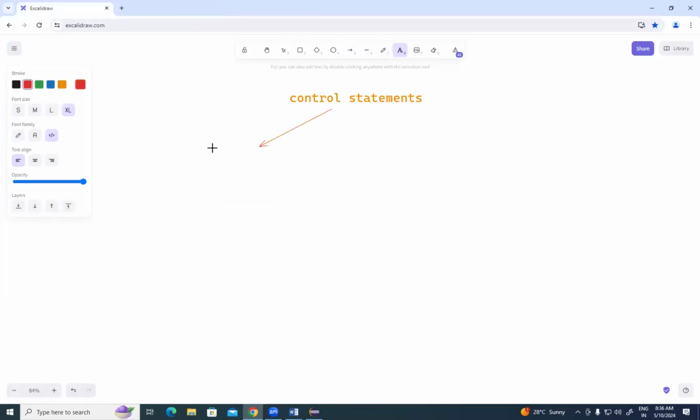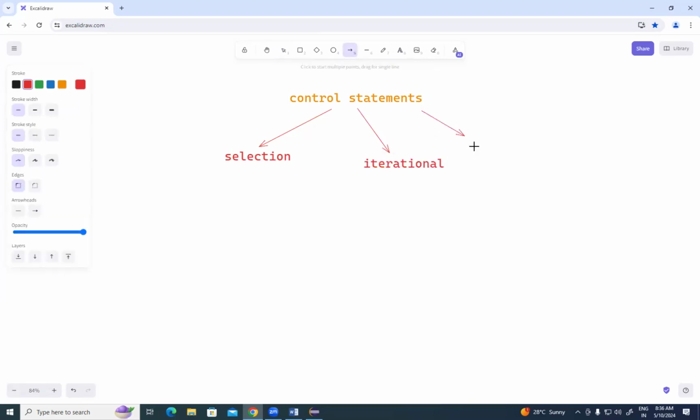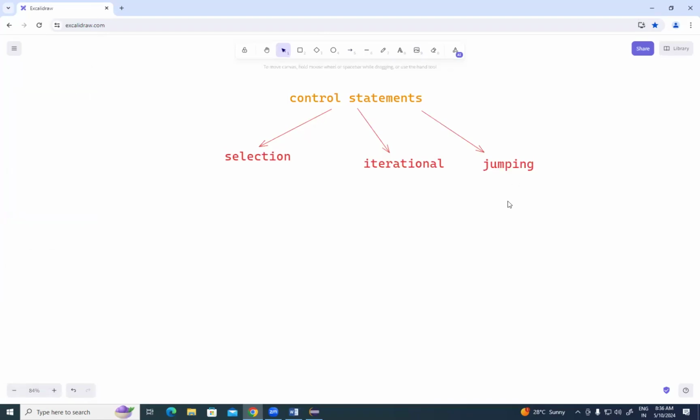One is selection. I'm writing simply selection. Next one, iterational. Then jump. Folks, tell me what the last one is? Jump, or jumping. Am I clear now?